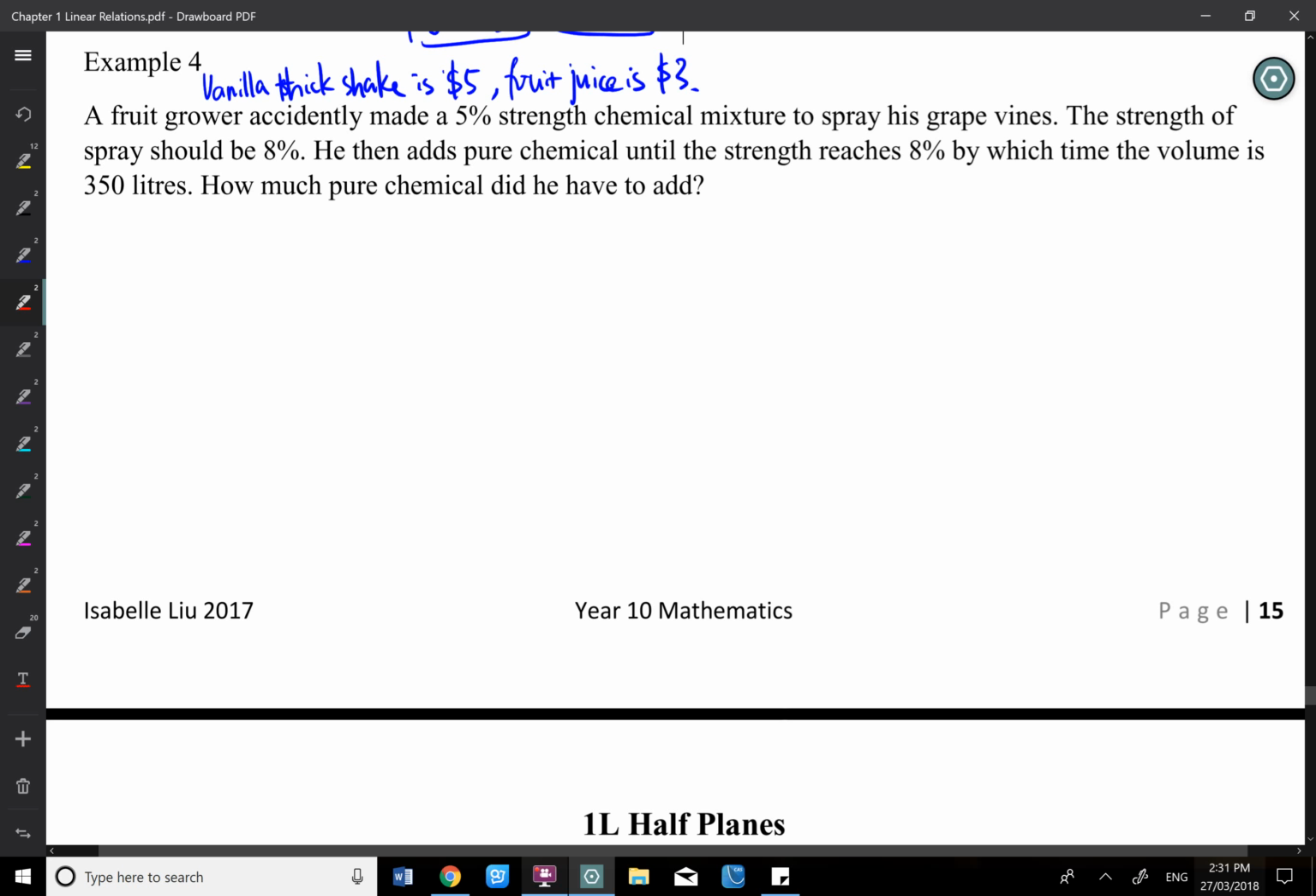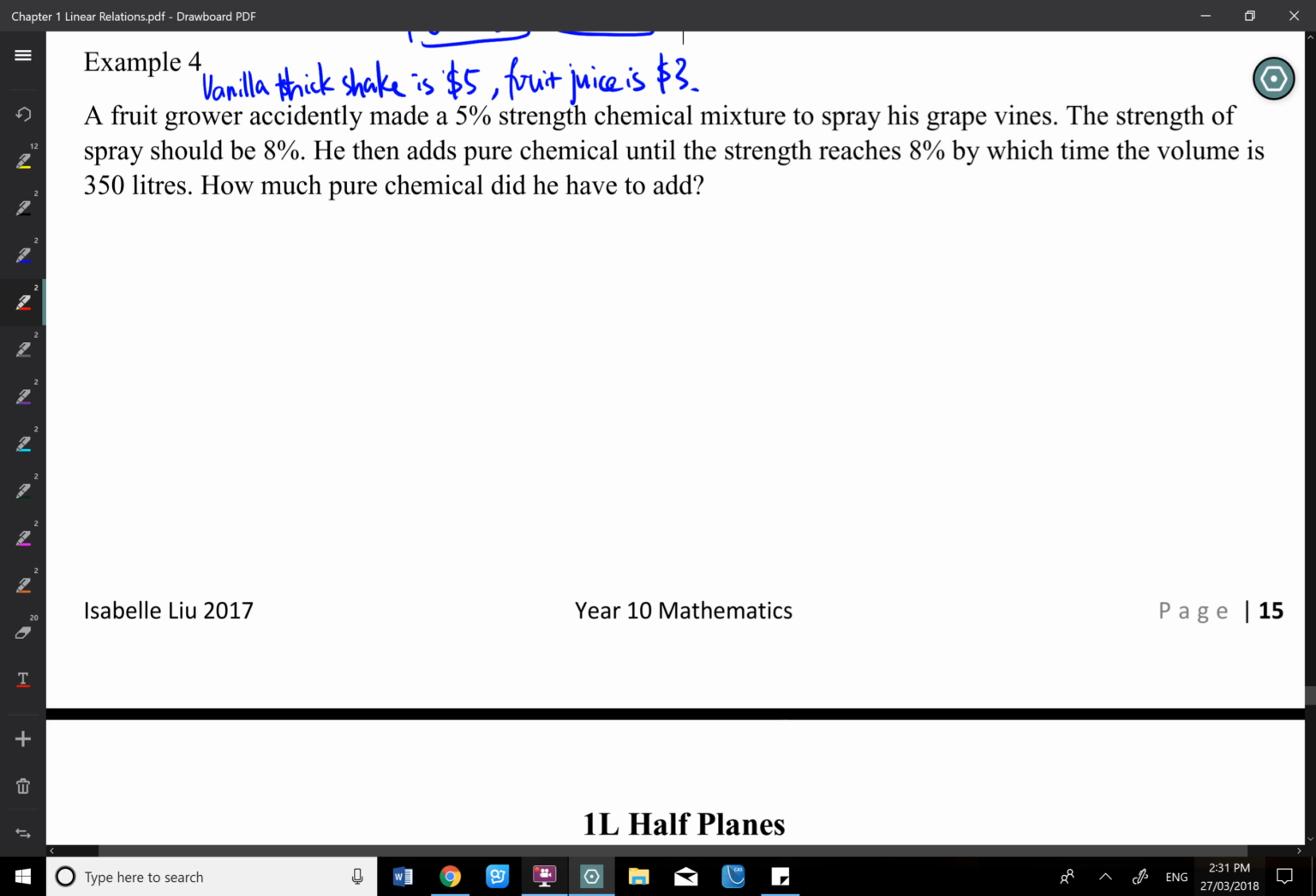He recently made a 5% strength chemical mixture to spray his grapevines. The strength of the spray should be 8%. He then adds pure chemical until the strength reaches 8%, by which time the volume is 350 liters. How much pure chemical did he have to add?